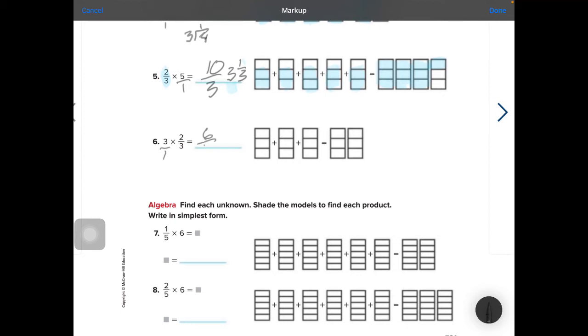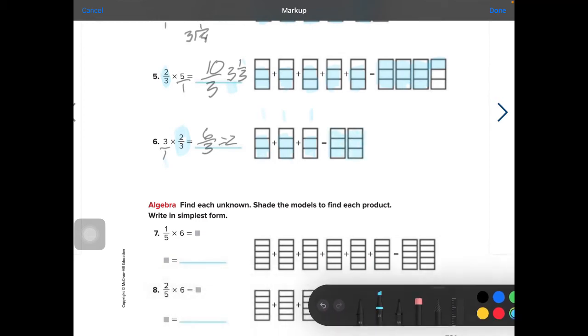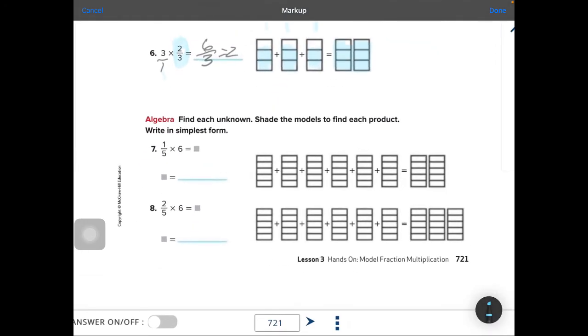Okay, number 6. Go ahead and do the equation. So 3 times 2 is 6, divided by 3. 3 will go into 6 evenly, completely 2 times. So now we get to color it. And we have 2/3 right here. So we're going to color 2 out of the 3, 3 times, because that's 3 times. So 1, 2, 3. And that's going to equal 2 full bars colored in.